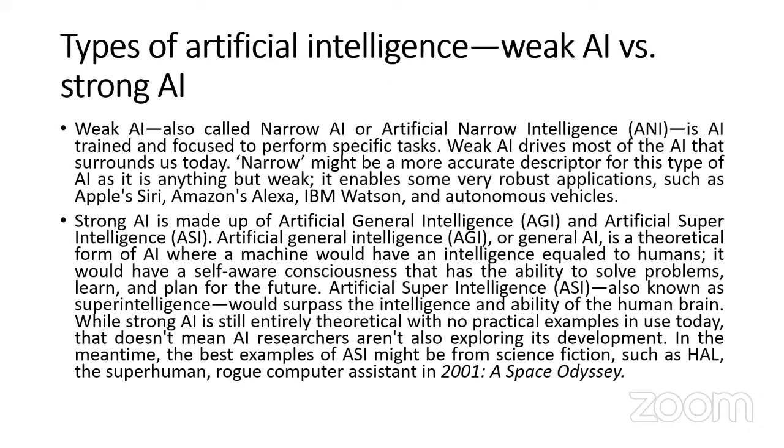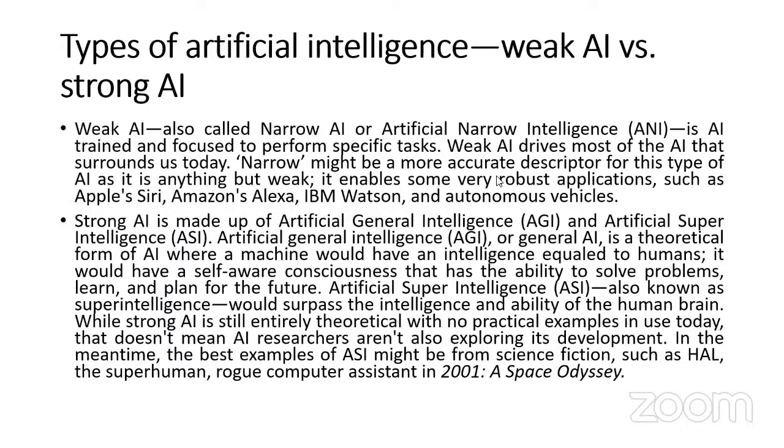So then, types of artificial intelligence. As I explained, artificial intelligence can be divided into two categories: weak AI and strong AI. Weak AI, also called narrow AI, is artificial narrow intelligence. ANI is AI trained and focused to perform specific tasks. Weak AI drives most of the AI that surrounds us. Narrow might be a more accurate descriptor for this type of AI, and it is anything but weak.